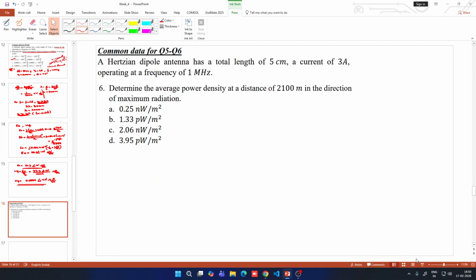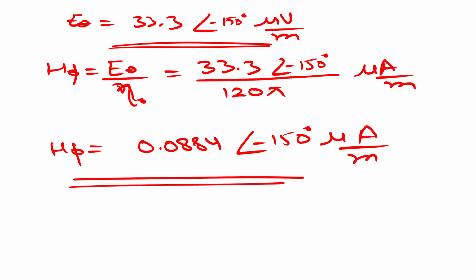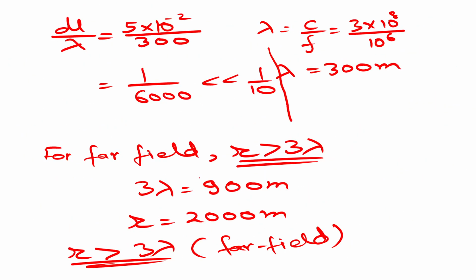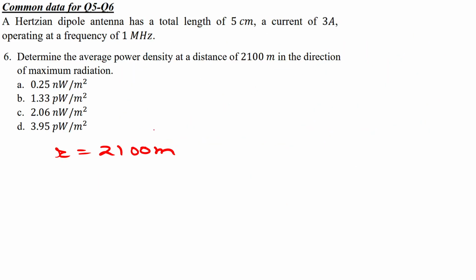Now in question number 6, for the same Hertzian dipole, we have to determine the average power density at a distance of R equal to 2100 meters, in the direction of maximum radiation. If we see the formulas of E and H, they depend on theta by sine theta, and sine theta will be maximum at 1, when theta is 90 degrees. So this is the angle of maximum radiation, theta is 90.